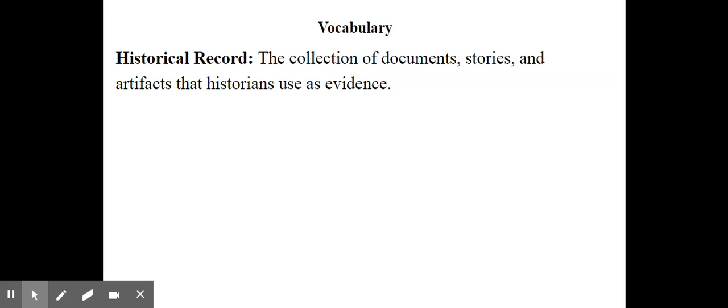I'm going to give you a hint. One kind of source is written immediately when the event is happening, and one kind of source is written after the event is happening.